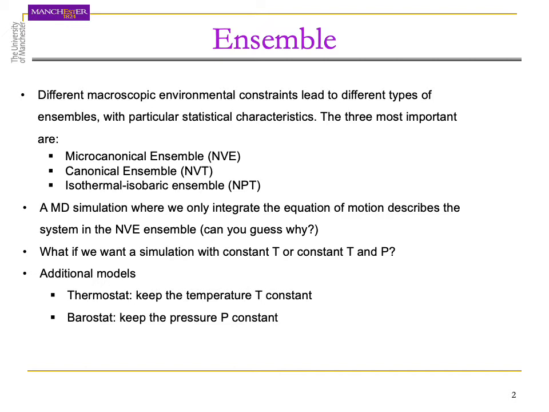So we introduced the concept of microcanonical ensemble, where we keep fixed the number of atoms, the volume of the system, and the energy. The canonical ensemble, where we keep fixed the number of atoms, the volume of the system, and the temperature, and isothermal isobaric ensemble, where we keep fixed number of atoms, pressure, and temperature.